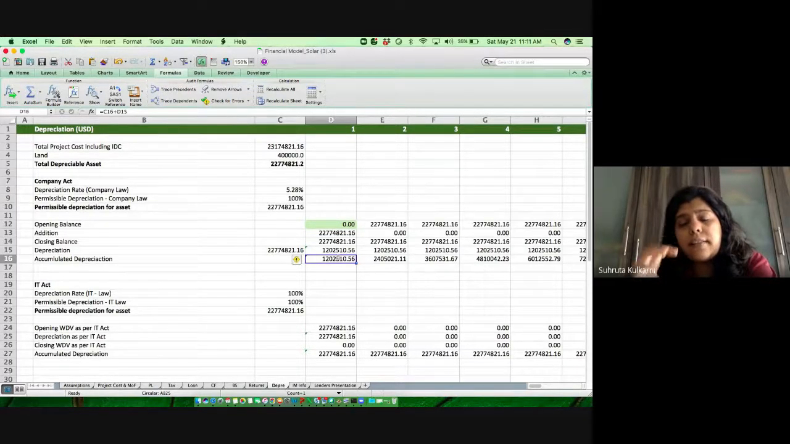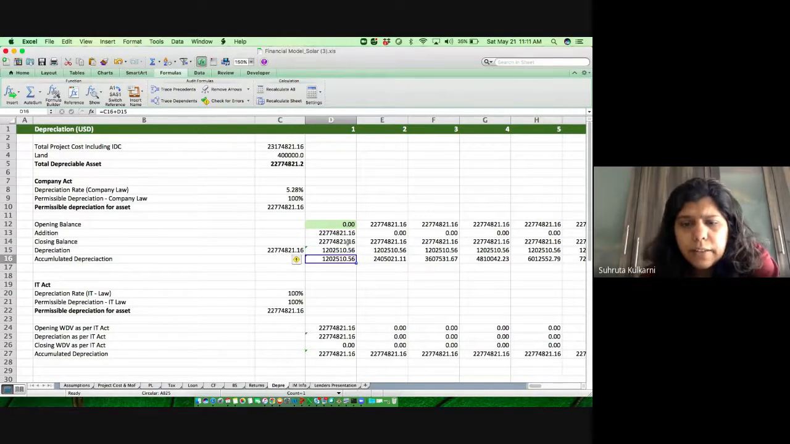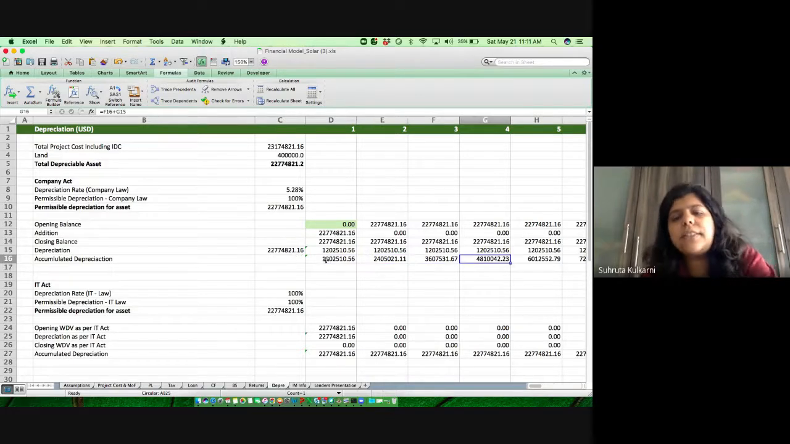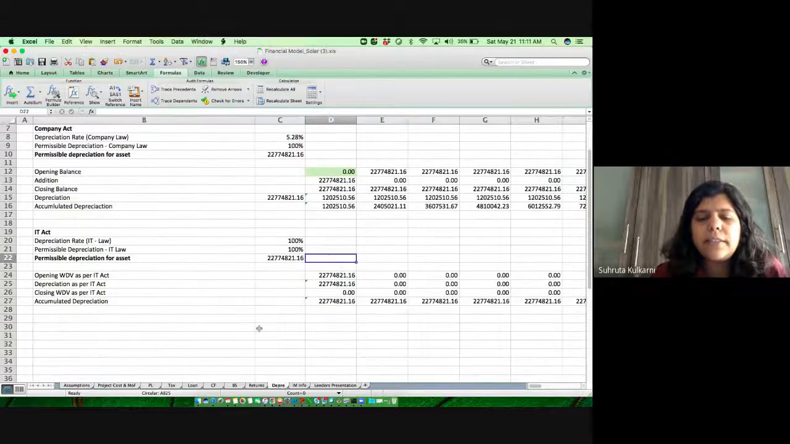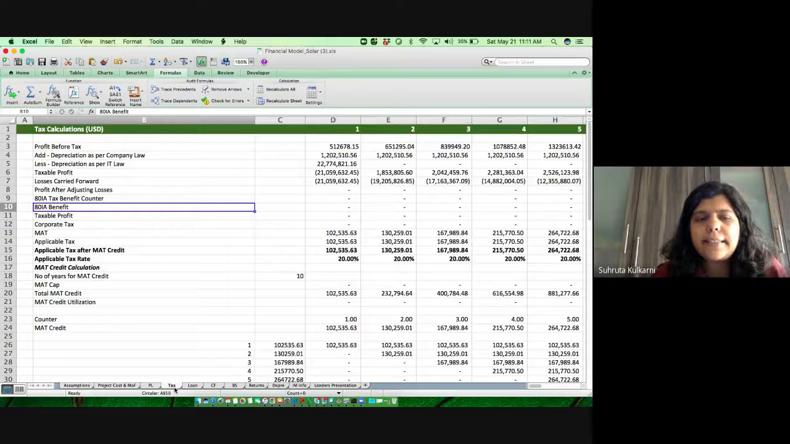Now, it is nothing but gross asset minus accumulated depreciation is the net asset, right? So your depreciation is calculated year on year, and if you look at the closing balance of your asset, that goes on decreasing. And this is your accumulated depreciation over here. So this is how your depreciation is calculated over a period of time, and then this goes back to your P&L.